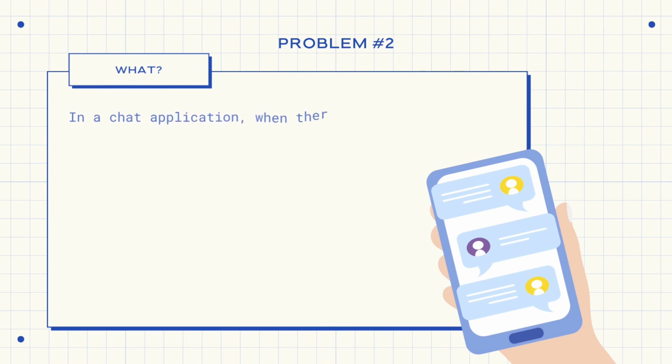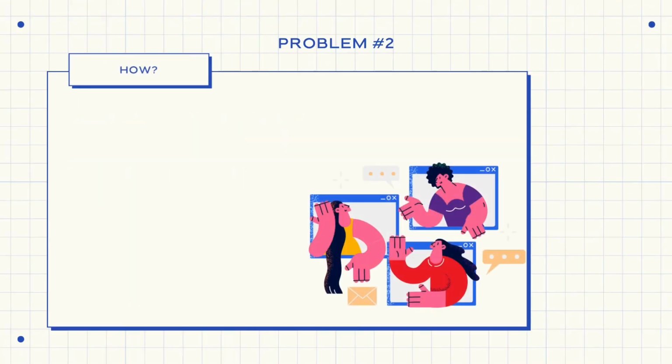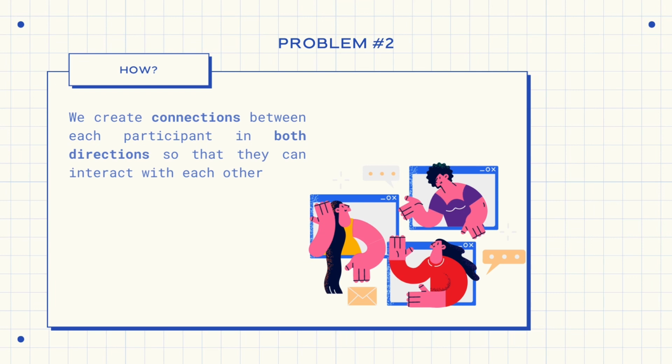In addition, we will take a look at other applications of this design pattern. So another problem is in a chat application. When there are too many participants in a chat, we will have to deal with a lot of interaction of the participants with each other. So how can we deal with it?